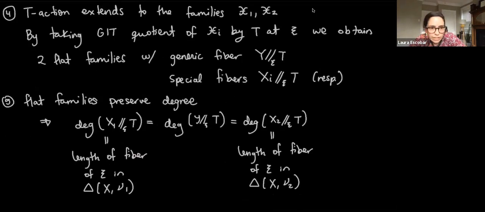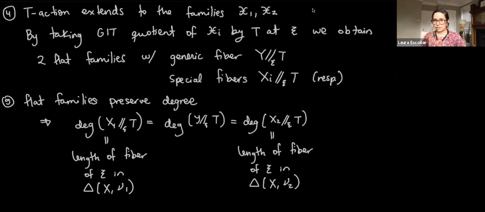And then since flat families preserve degree, we have this very nice sequence of equalities. This is the toric variety of the fiber, so the degree is going to be the length of the fiber. On the other hand, the degree is also the length of the fiber, which is equal to the degree of the generic fiber. And so this is how we can see that the lengths of the fibers are equal up to a global constant that I'm not worrying about right now.